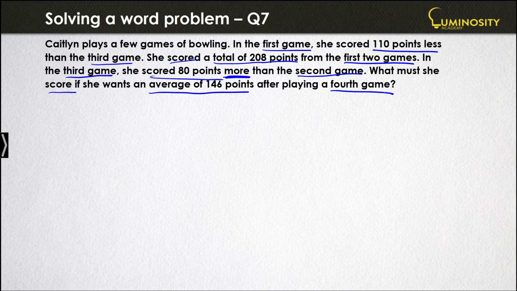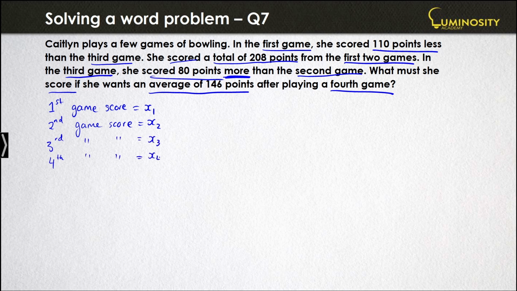Alright, so after reading the full question, we are interested in working out the score for the fourth game. Since all the games are referenced with each other, let us assign the variables of the scores as follows. The first game score, let's call this x1. For the second game score, let's call this x2. And similarly, for the third and the fourth games, we will call these x3 and x4.